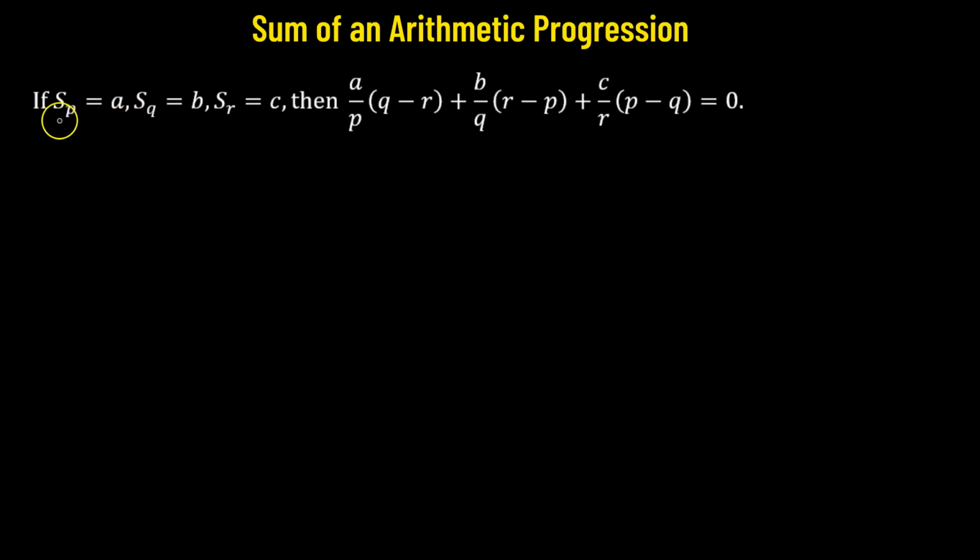So here in this problem, we are given that the sum up to the pth term of an arithmetic progression has a value a, the sum up to the qth term has a value b, and the sum up to the rth term has a value c. Then we need to show that the following proof is true.